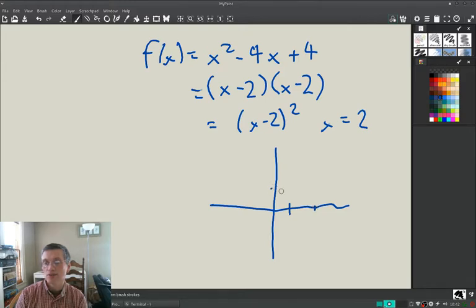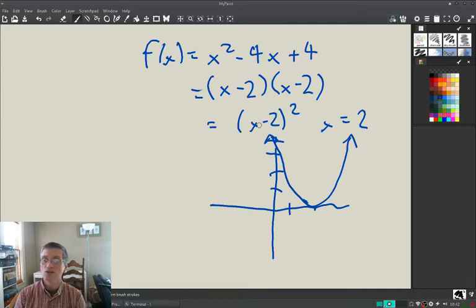Where does it cross up here? 1, 2, 3, 4. You can see that if you put in x equals 0, you'll get f of x equals 4. So this one looks like this. Again, it's pretty easy to factor that. If you didn't like doing that, you can go to b squared minus 4ac. You can use the quadratic equation to solve that. Alright.